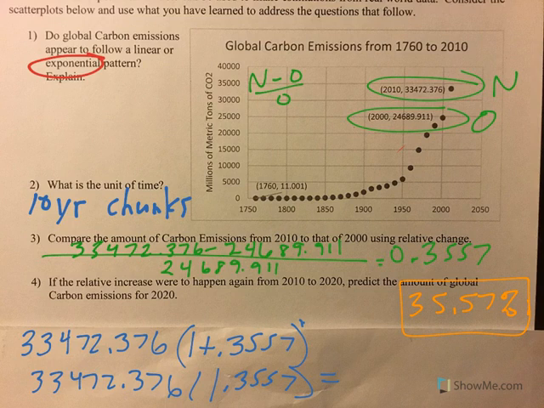And when we do that, we get 45,378.5 millions of metric tons of CO2. There's my label there. So the next dot up would be way up here. That's what this is saying.